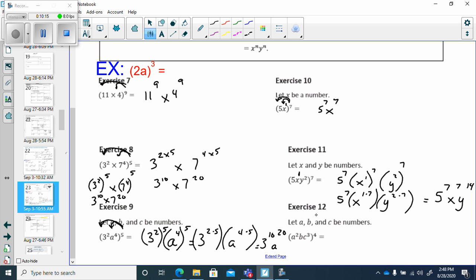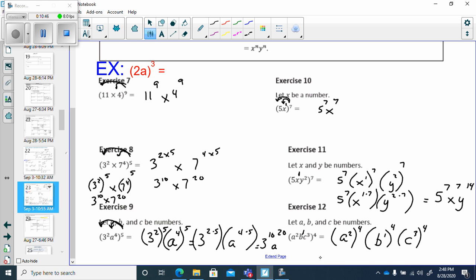Okay? And then let's do exercise 12 down here. I'm distributing this 4 here. A is a base, B is a base, C is a base. There's nothing above B, so that is to the 1st power. That's A to the 2nd power raised to the 4th power times B to the 1st power raised to the 4th power. See, I'm distributing my 4 times C to the 3rd power raised to the 4th power.